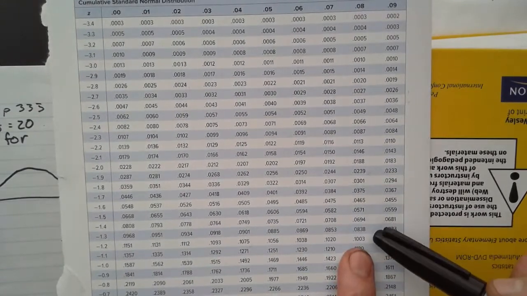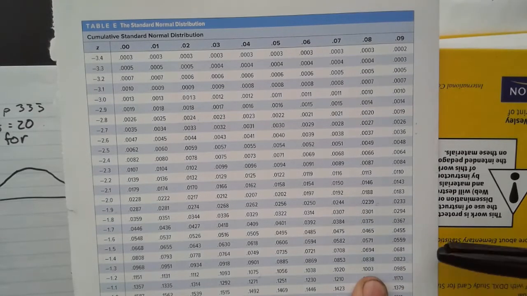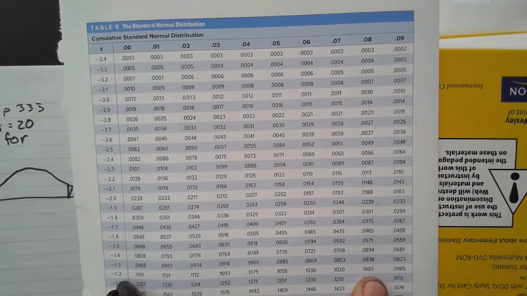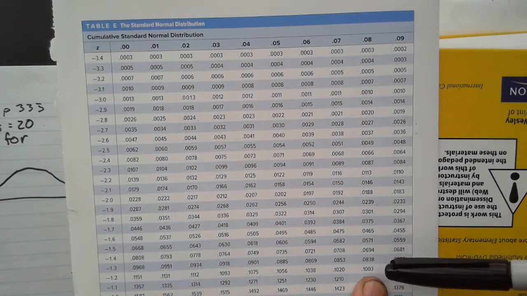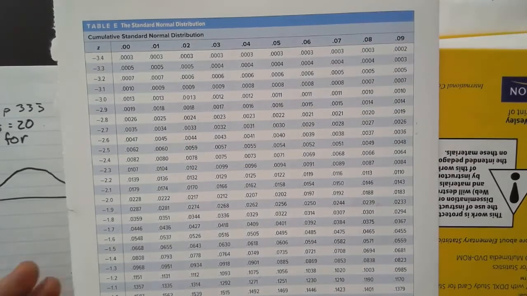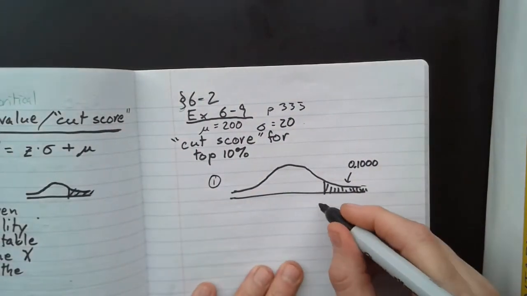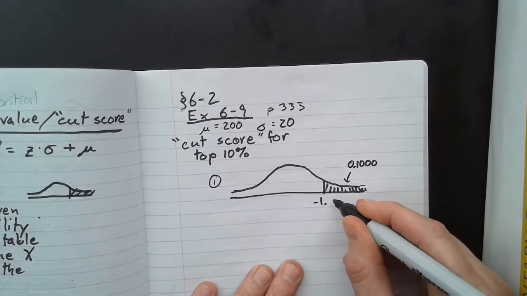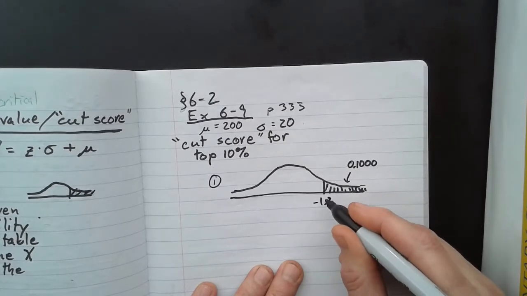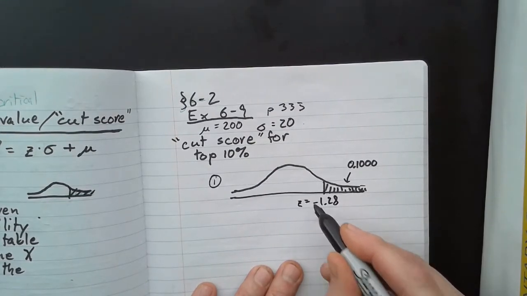All right, and so anyway, now I'm forgetting the whole point of this. There's 0.1003, so we can't get exactly 0.1000, but we get as close as we can to it. And going out to the row, we see that's the negative 1.2, and up to the column, that's the 0.08 column. And so that is our Z value. So on this table, I actually will write the Z value. I'll say it's negative 1.28. And I'll remind us that that's a Z value.